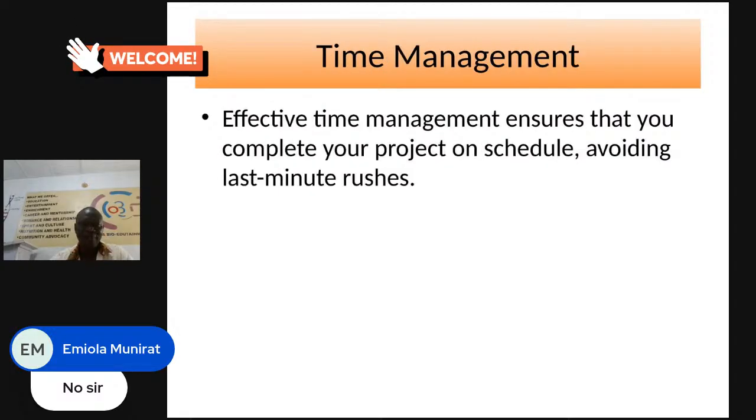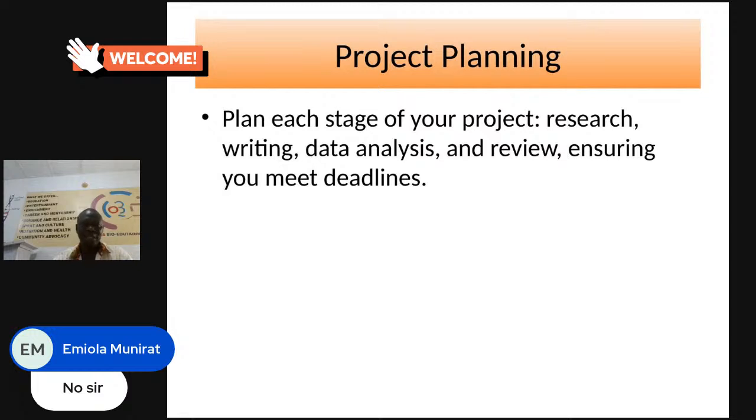So after that, you need to learn time management. You don't take forever to do things. You should be able to have a timeline for everything. For example, your literature, your lab work, just devote, okay, one month for your lab work, or 2 months, or 3 months for your lab work. Then your results writing and plotting of your graph, interpretation of this, how long it's going to take you. Then project planning, research writing, data analysis, and review, which is ensuring you meet deadlines.